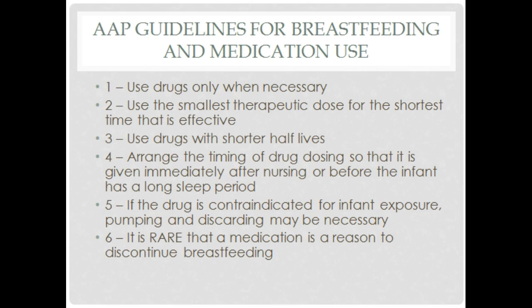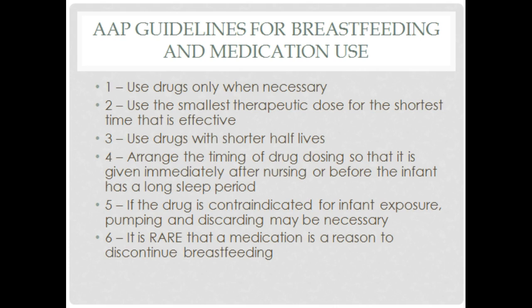I think for any given category of medication, if there's not that much distinguishing research from one drug to the next within a category, then just pick the one with the shortest half-life and go from there. Arrange the timing of drug dosing so that it's given immediately after nursing or before the infants have a long sleep period. We talked about that. If the drug is contraindicated for infant exposure, pumping and discarding may be necessary. So keep that as an option.